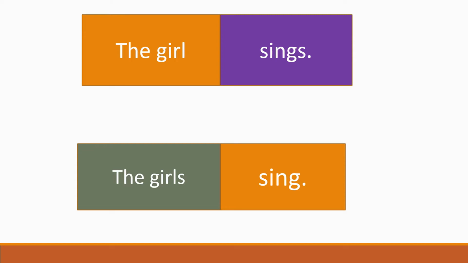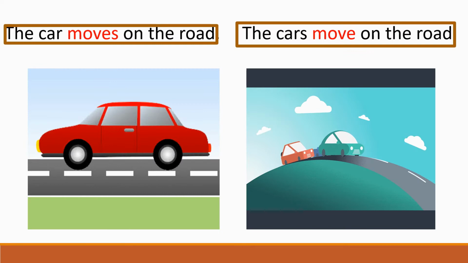Now let's see the next one. The girls sing. So student, here girls means more than one girl. So here we don't have to add s or es to the verb. Understood student? If the noun is singular, then only we will add s or es to the verb. If the noun is plural, then there is no need to add s or es to the verb. Have you understood student?